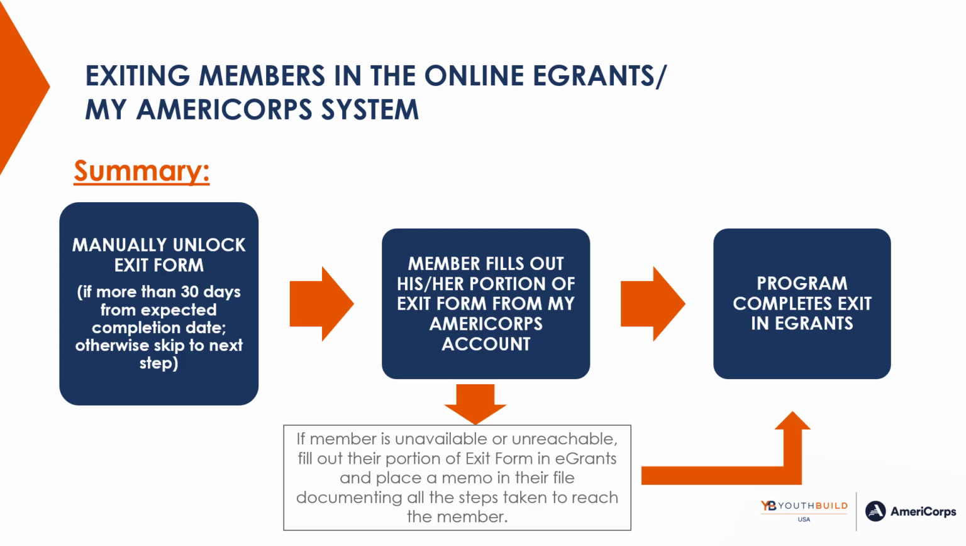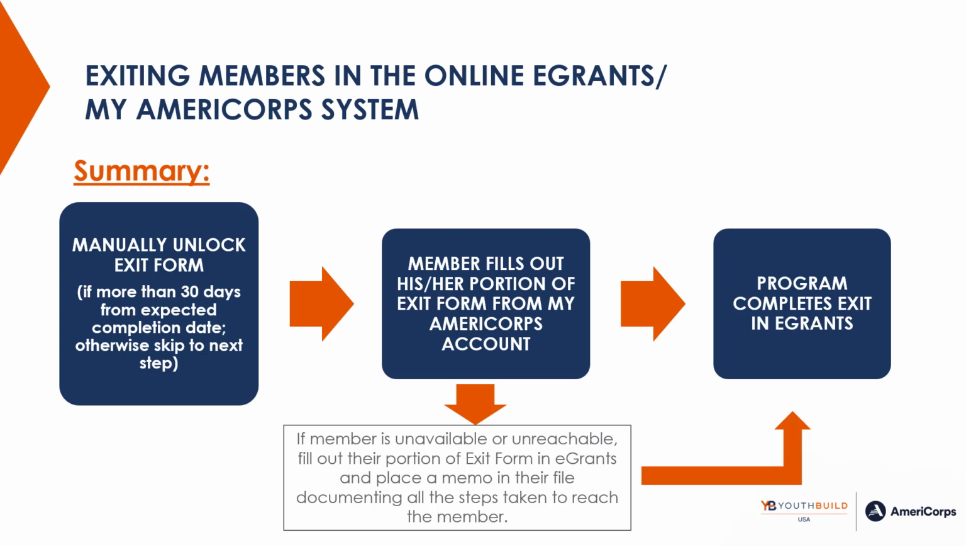First, let's start with a quick summary of what the AmeriCorps exit process looks like in the eGrants and My AmeriCorps online systems. The first step to exit an AmeriCorps member is to make sure that the member's exit form is available to them. Sometimes this will happen automatically, and sometimes you will need to manually unlock the exit form. Once that form is made available, the member then needs to be involved in their exit. Members must certify their exit by completing their exit form within their My AmeriCorps account. Only after the member completes their exit form can the program then move forward and complete the official exit in eGrants.